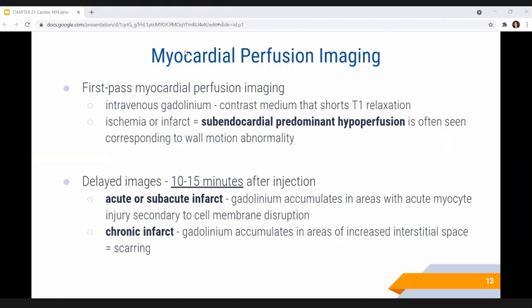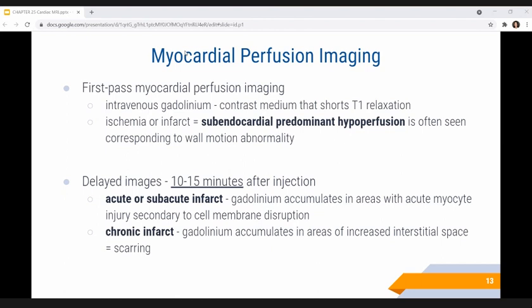For the first pass myocardial perfusion imaging, it is performed during the administration of IV gadolinium. In areas of ischemia and infarct, subendocardial predominant hypoperfusion is often seen, corresponding to the regions of wall motion abnormality identified in cine imaging. 10 to 15 minutes after injection, delayed images are usually acquired.